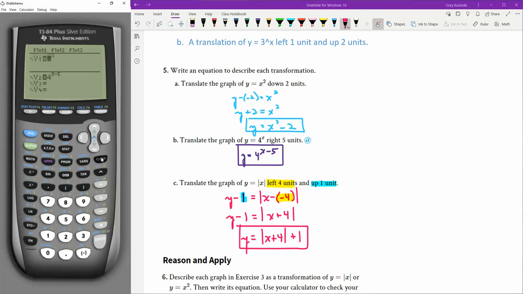One more. We're going to take the absolute value of x, and we're going to turn that into something that's left 4 units and up 1 unit. So I did absolute value of x plus 4. I started off with x minus -4. And when I added 1 to both sides, because I replaced y with y minus 1, I got that plus 1 on the outside. There's the parent function. And then 4 units left, 1 unit up. There it is. All right.